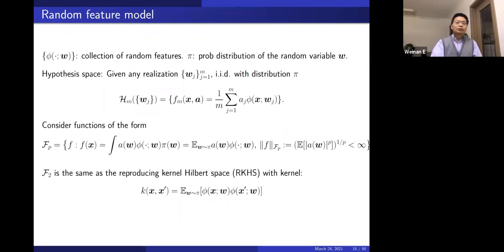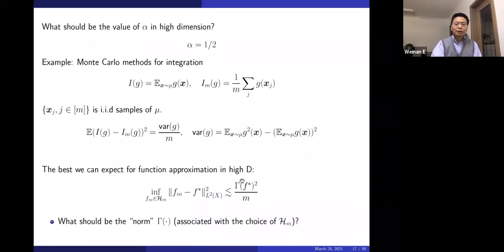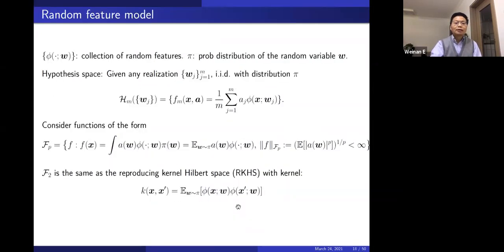So let's look at how to implement the scheme, whether this is possible. Start with a simple linear model called the random feature model. Here we have a collection of feature functions. A feature function is a function of x depending on a parameter, which is a random variable w, and pi is the probability distribution of the random variable w.